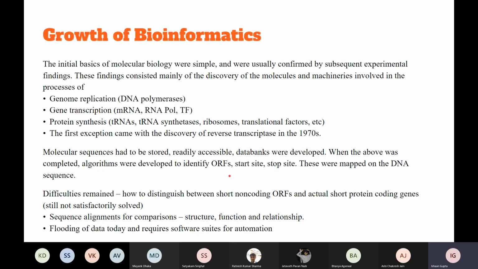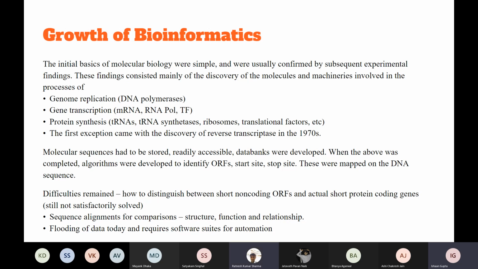So, for example, when people sequenced genomes of organisms, they wanted to identify where the genes are in those genomes. And once they had identified where the genes are, they would like to identify where the open reading frame is in those genes, where transcription or translation starts and stops, and so on and so forth. All right. So difficulties remain in how to distinguish short open reading frames and actual protein coding sequences. This is still a problem which is not satisfactorily solved.